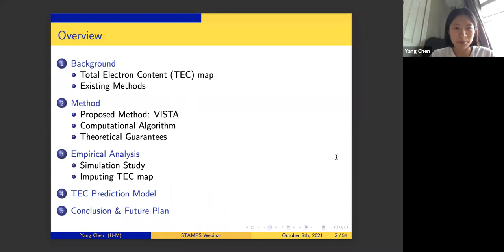First of all, I'm going to give some background about what a total electron content map is, or what we call a TEC map. Before working on this project, I actually had no idea what this was. I'll talk about what kind of existing methods people use within the field to monitor the TEC maps. And then I'll talk about our proposed methods with some empirical analysis. And if I have time, hopefully I'll talk about our ongoing work, which is still immature but quite exciting for us, which is about prediction models for total electron content maps, especially in the face of missing data problems too. And I'll conclude with our ongoing and future plans.